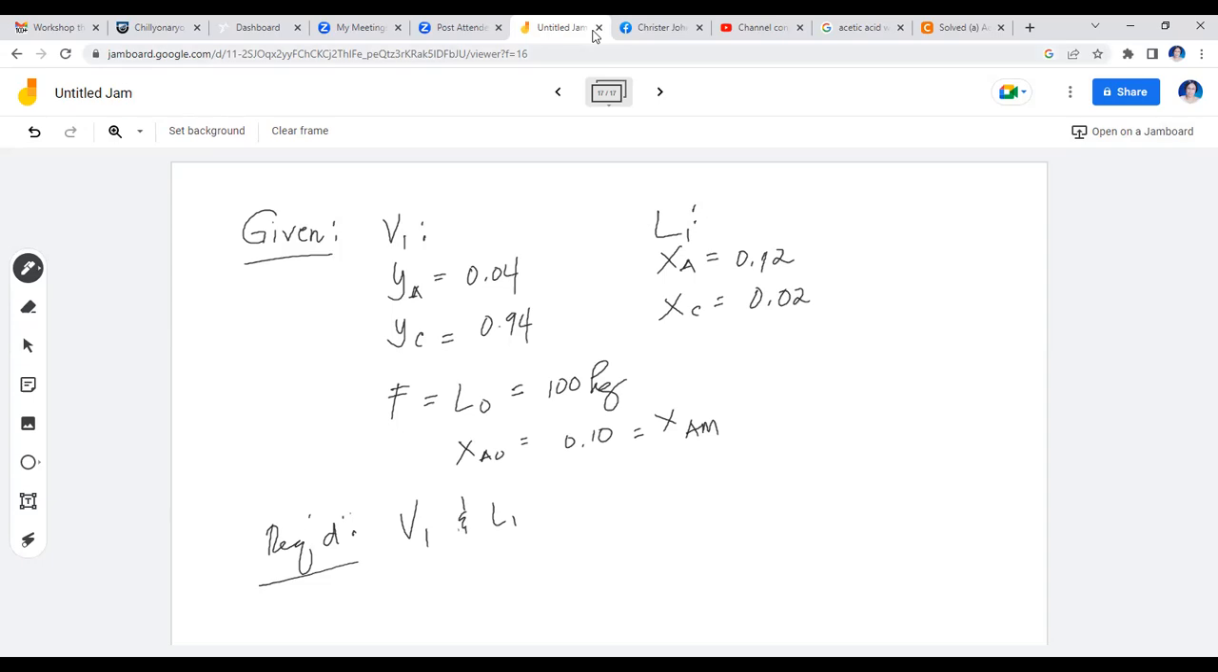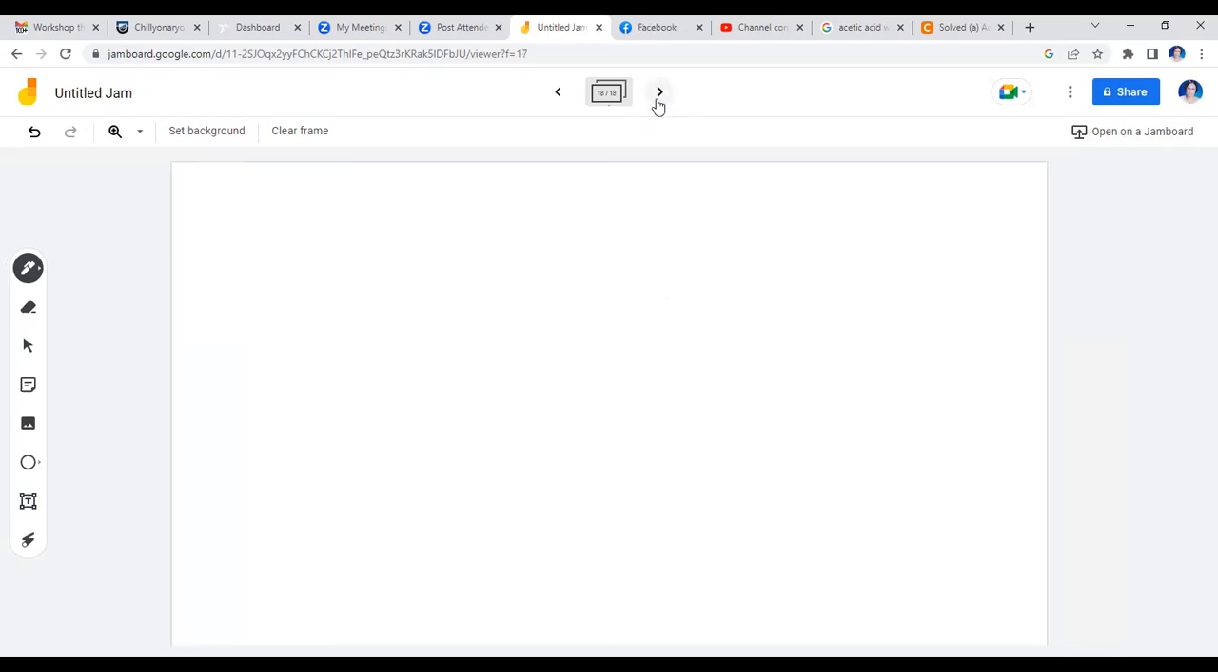Okay, so we go to the solution. Miss, why is there no component B? B is water. Okay, so we don't write the B. We don't write the B, although if you intend to write the B, it's okay, Bobby.